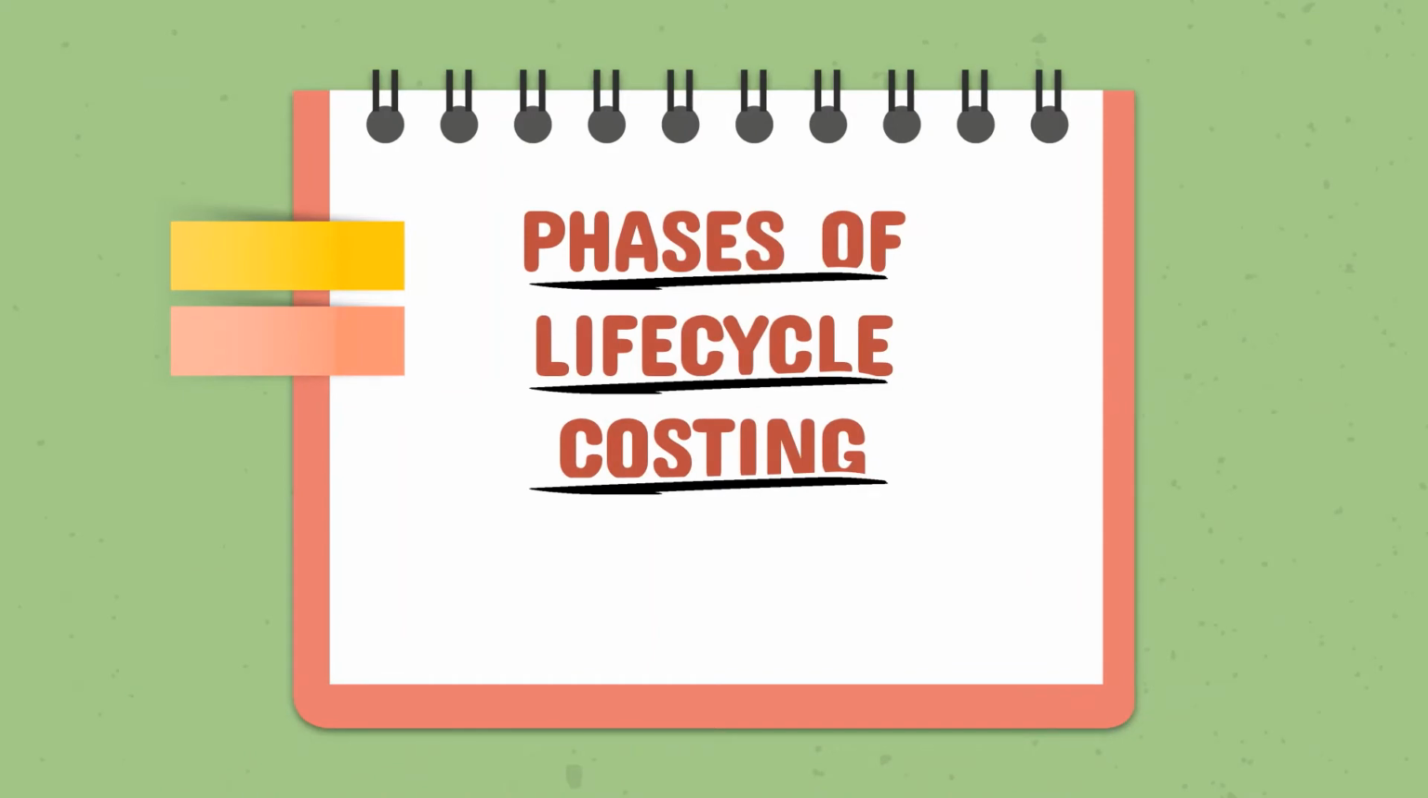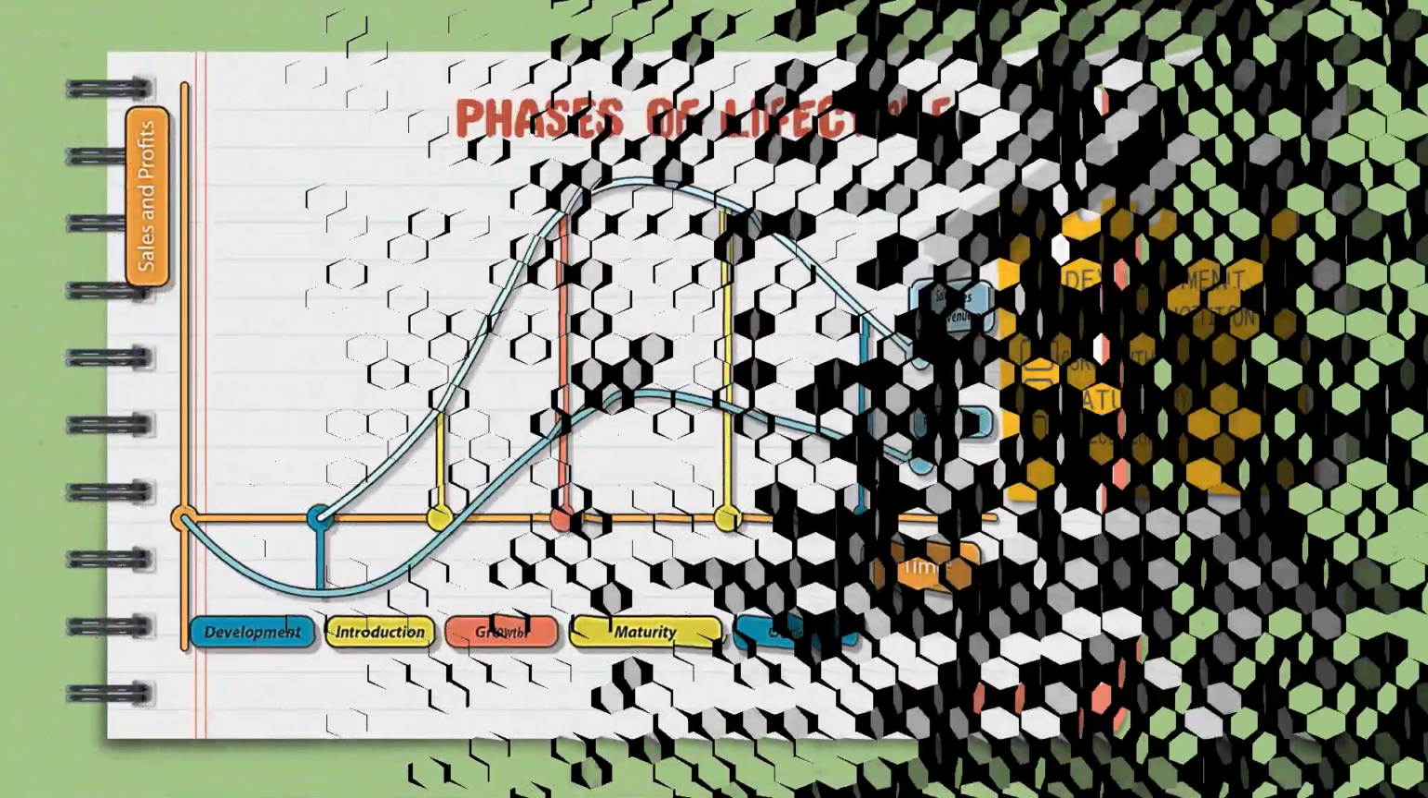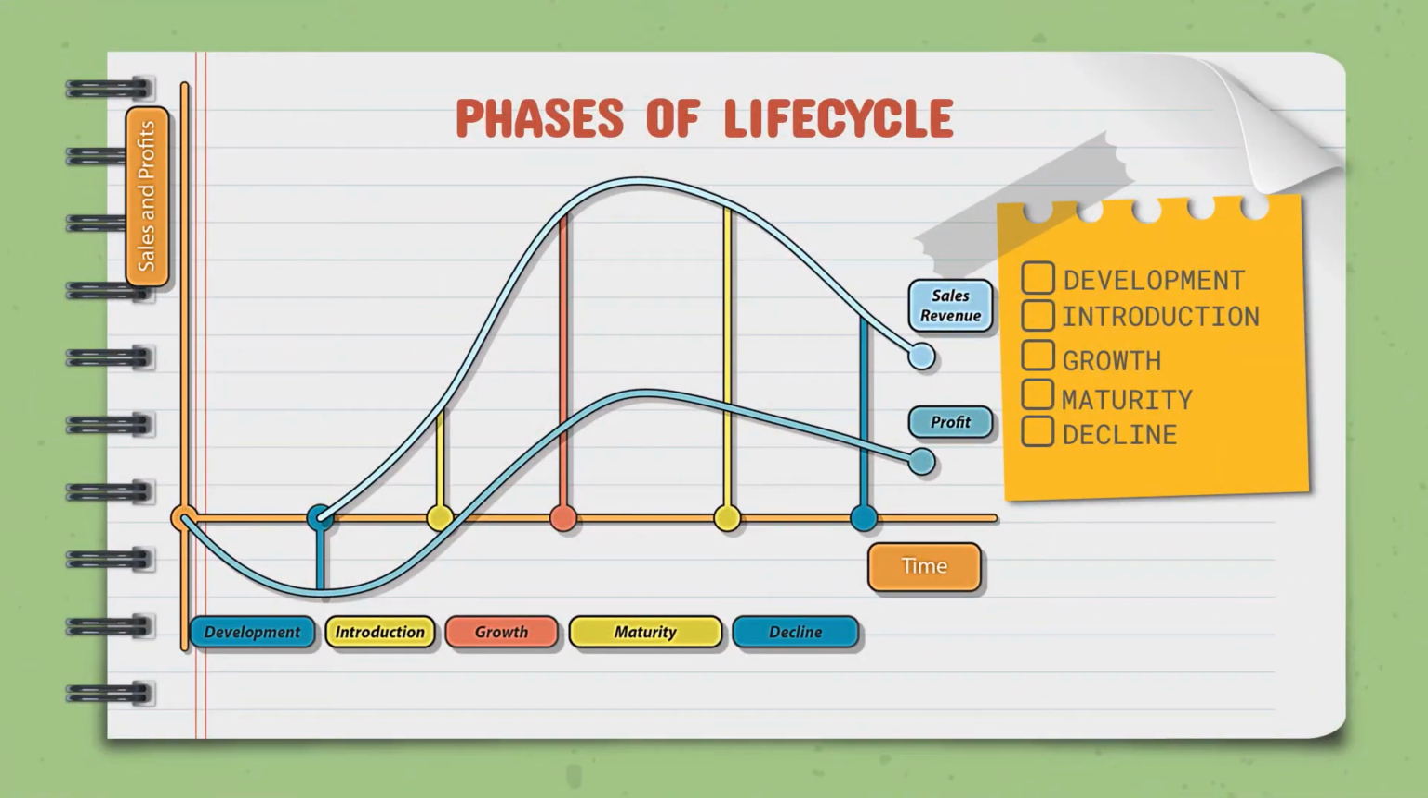Next, we go to the phases of life cycle costing. Do you know what the phases of life cycle costing are? Life cycle costing is divided into 5 phases, which are development, introduction, growth, maturity, and decline. The phases may seem like the human cycle from being a baby, kid, teenager, adult, and lastly a senior citizen. Now you know the life cycle phases. Let me explain briefly about this in the next slide.